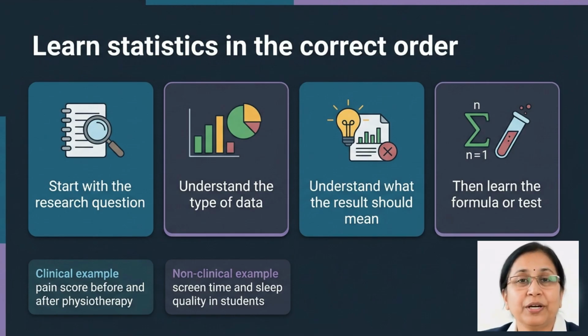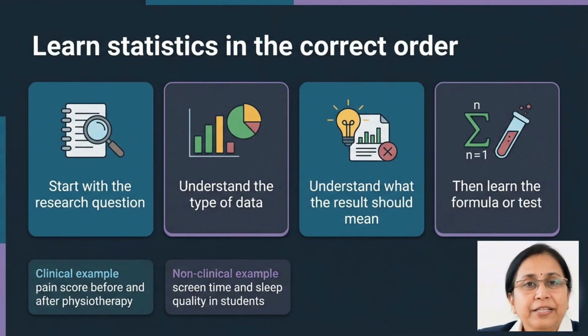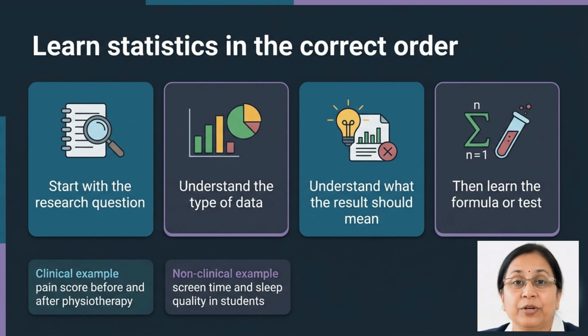So, how should you learn biostatistics properly? Start with the research question. Then understand the type of data. Then understand what kind of answer you are looking for. Only after that should you move to the formula or the statistical test. That is the correct order.